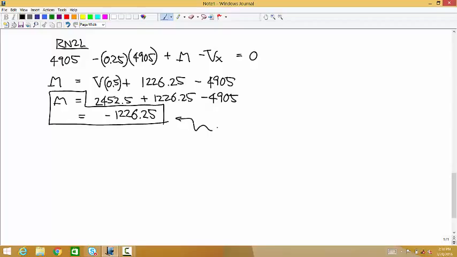Okay, so why won't this affect the answer? That's right, because we're calculating the stresses at the neutral axis, and the bending moment doesn't have any effect at the neutral axis.